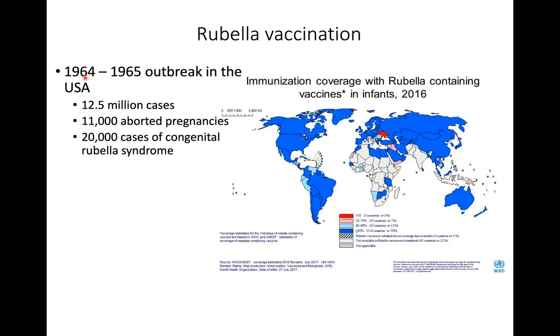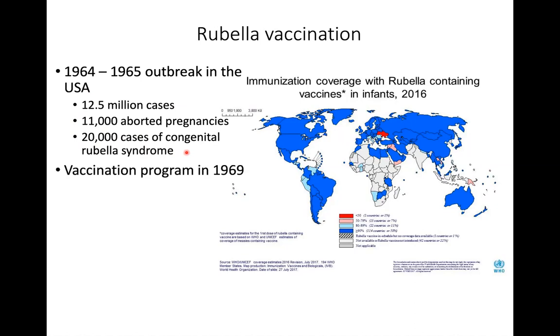So in the years of 1964 to 1965, there was an outbreak of rubella here in the United States. There were 12.5 million cases of women infected with rubella. During that span, there were 11,000 aborted pregnancies. So this is both elective and natural aborted pregnancies. And 20,000 cases of congenital rubella syndrome. That in 1 year, that is a lot of cases of congenital rubella syndrome.